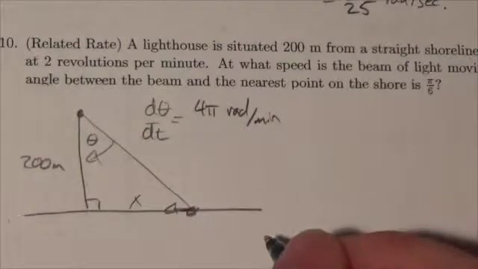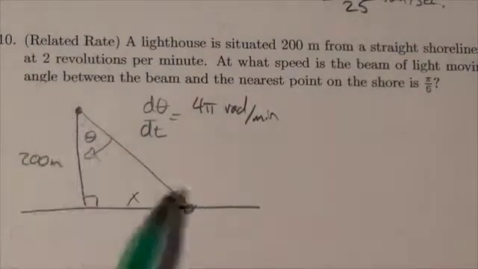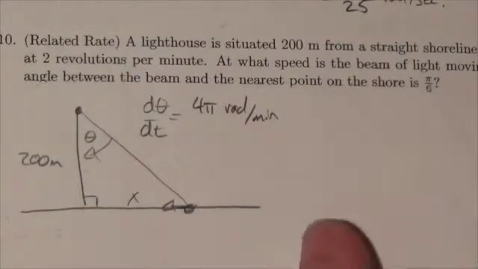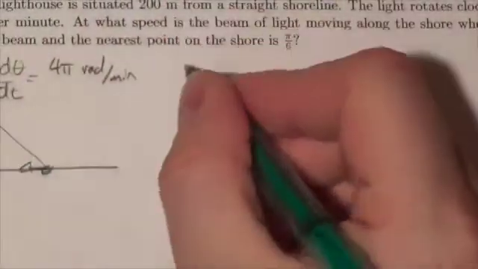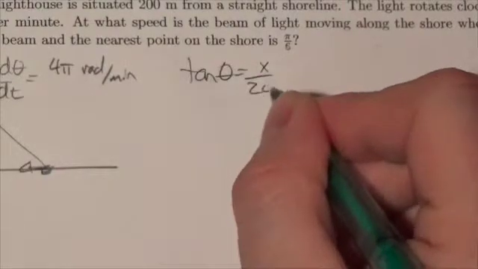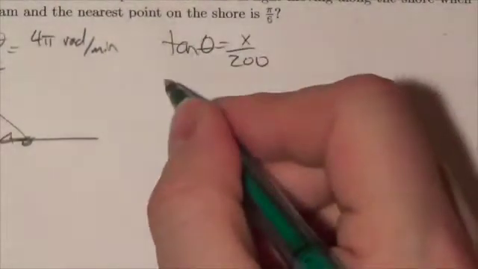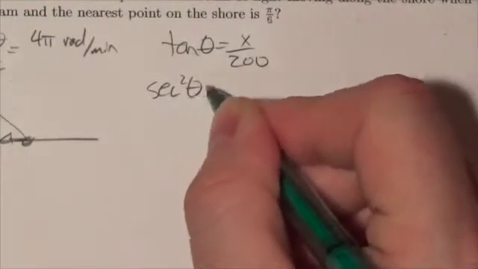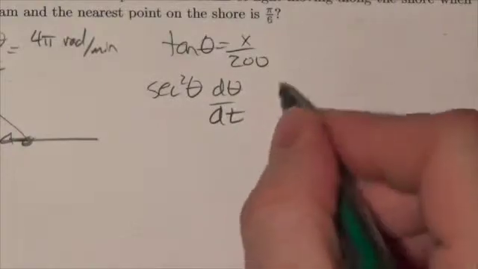This is x. The trig function here that I probably want to use, because I'm not given any information about the hypotenuse, would be tangent. So the tangent of theta is going to equal x over 200. The derivative of tangent will be secant squared theta, but remember, because I'm looking for the derivative with respect to time, I've got to do this implicitly.